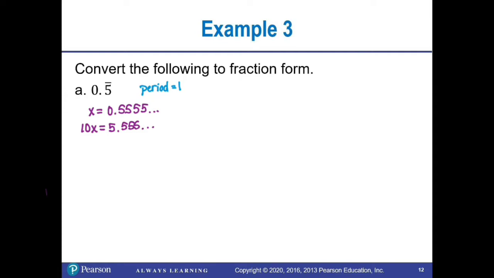I want to get rid of the decimal part on the right side, so I subtract x from both sides. Now x is the same thing as 0.55555, so I can subtract 0.55555 from the right side. On the right side, those decimal places cancel out and we get 5. Divide both sides by 9 and our answer here is 5/9. Let's look at another one.